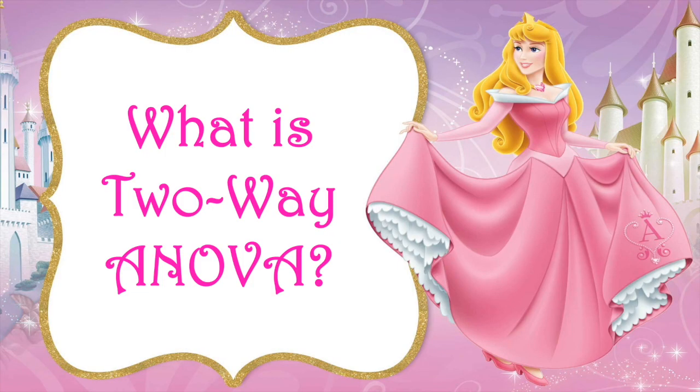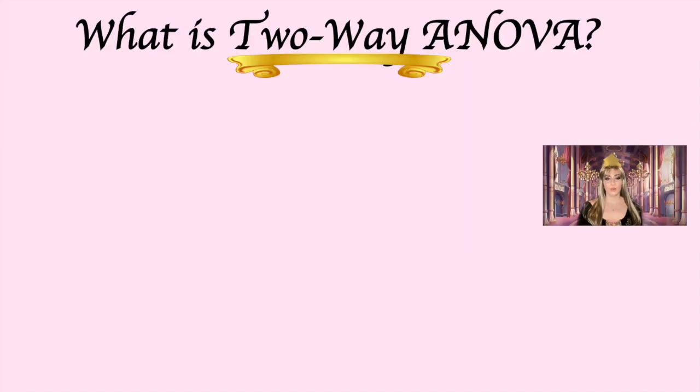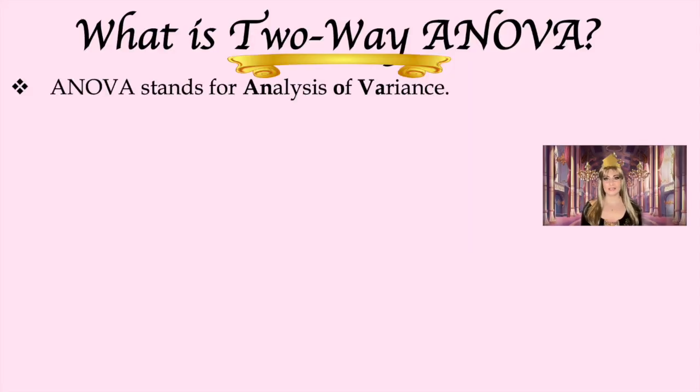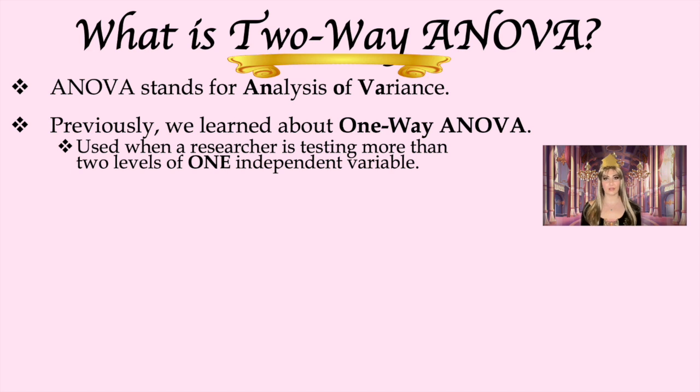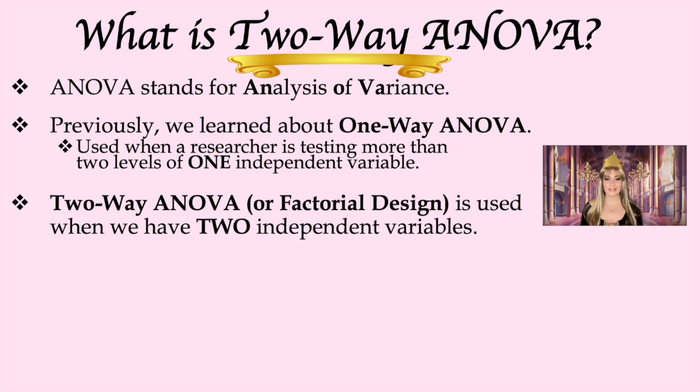So what is a two-way ANOVA? Well, if you remember, ANOVA is an acronym for Analysis of Variance. Previously, we learned how to calculate a one-way ANOVA, and a one-way ANOVA is used when a researcher is testing more than two levels of one independent variable. When we talk about a two-way ANOVA, it means we are going to have two independent variables. So one-way ANOVA, one independent variable; two-way ANOVA, two independent variables.